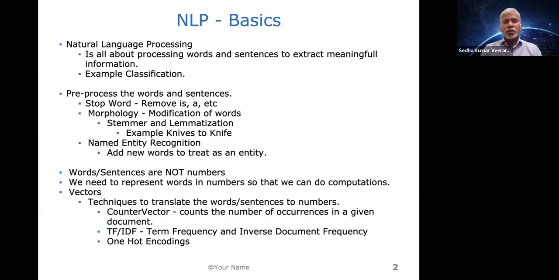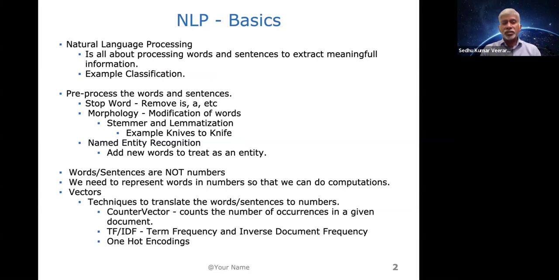Natural language processing is all about processing words and sentences to extract meaningful information. Example, classification. Pre-process the words and sentences: stop words, morphology, modification of words, stemmer and lemmatization. Example, knives are converted to knife. And named entity recognition: add new words to treat as an entity.